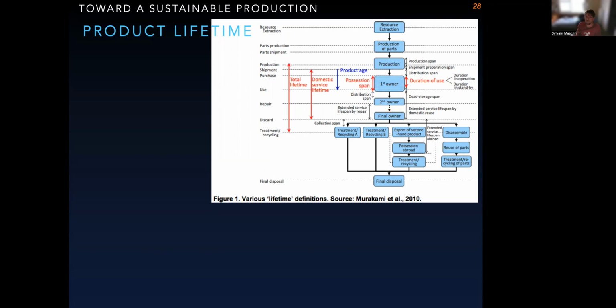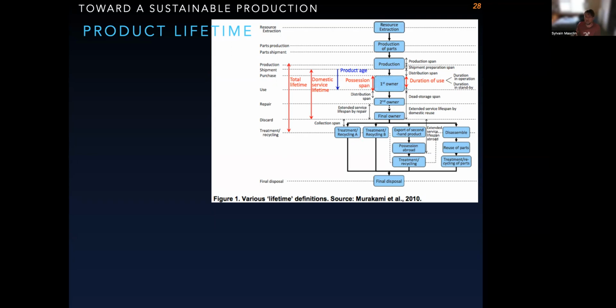But we can also talk about the total lifetime of that product, which will go from the production to the disposal of that product. So we have different lifetimes that depend on the perspective from which you're looking at it.